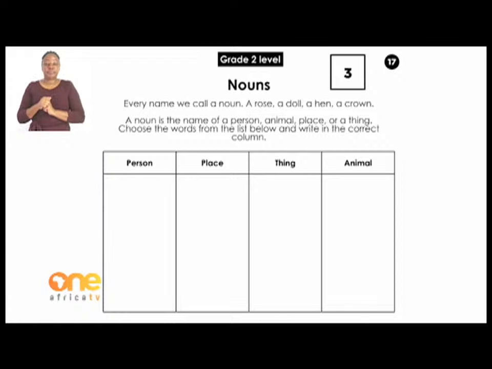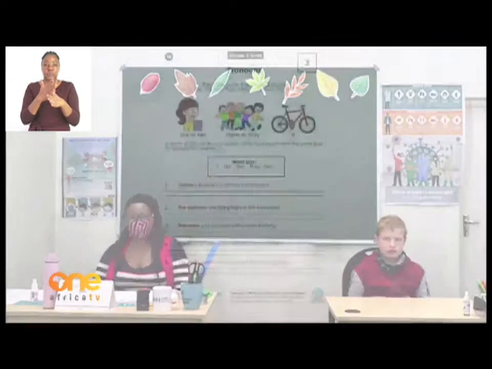Now remember the rules of a noun, that it is a name of a person, animal, place, or a thing. And when you're filling in the rest, please make sure that you check and say, is it that thing? Let's move on to the next exercise on page 18.